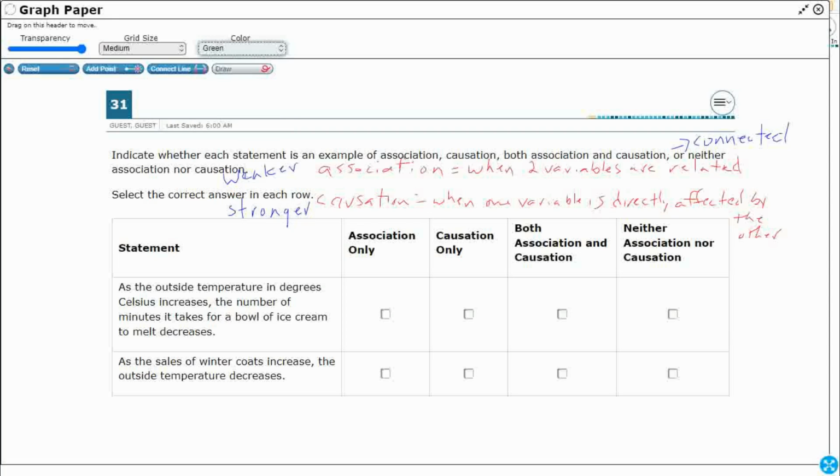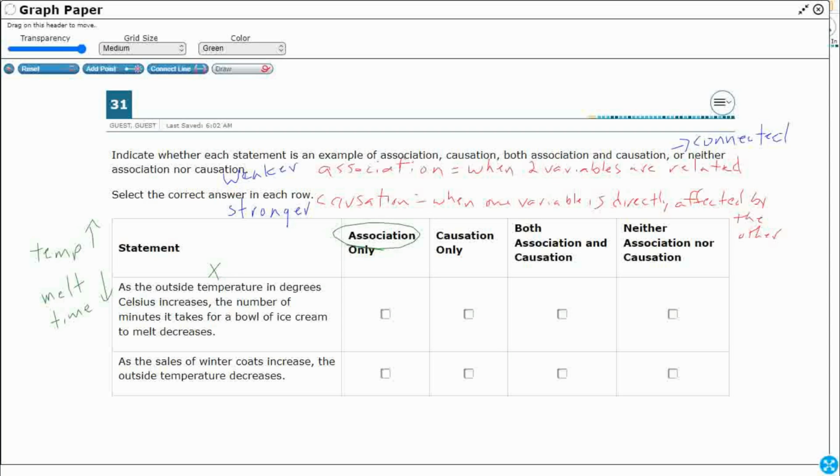All right, so let's take a look at what we're dealing with here. As the outside temperature in degrees Celsius increases, so this is our independent variable right here, the temp goes up. The number of minutes it takes for a bowl of ice cream to melt decreases. So melting time decreases. Well, first off, is there any relationship between increasing temperature and decreasing melt time? If there's a relationship, even a weak one, you can definitely say there's an association.